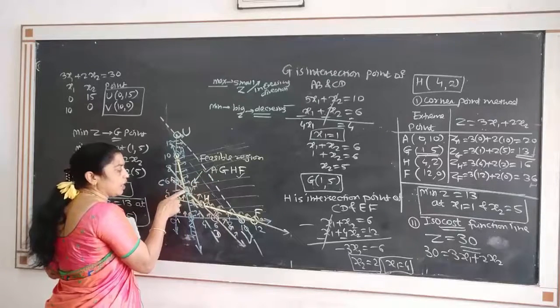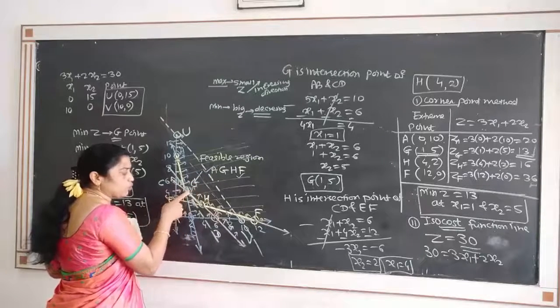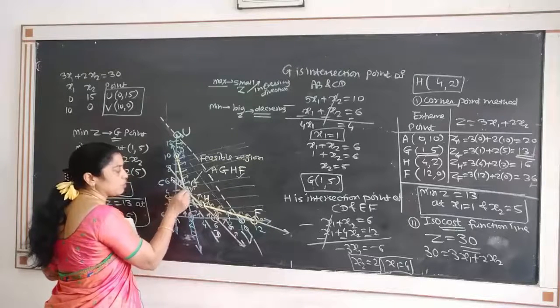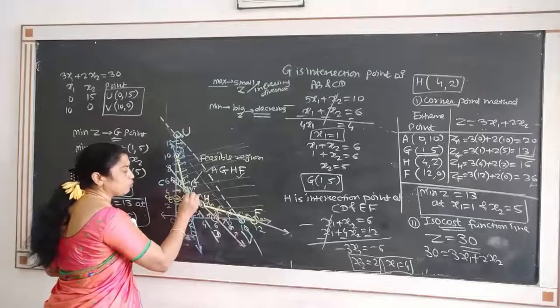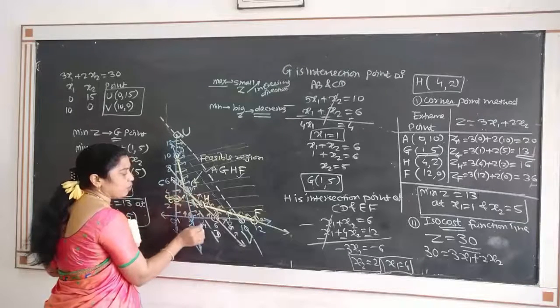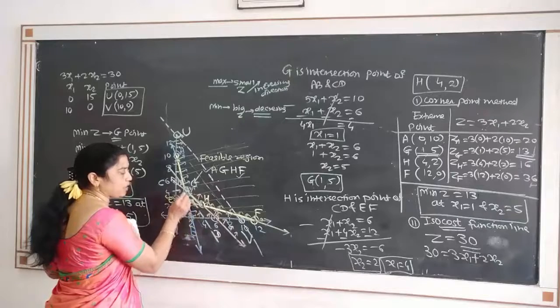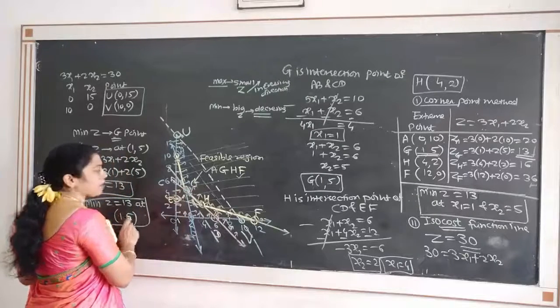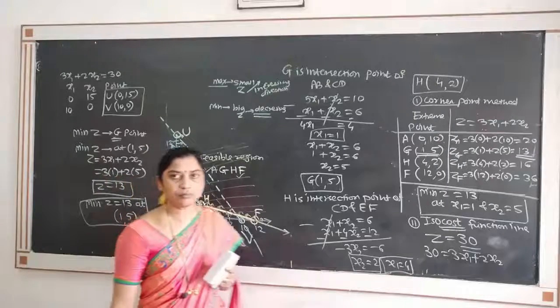And lastly, this line is parallel to the objective function line and it passes through the extreme point of the feasible region. So this is our required point. If you move again here, there will be no corner point. So you have to stop at this point and then we get the answer. My minimum z is 13 at the point 1, 5.